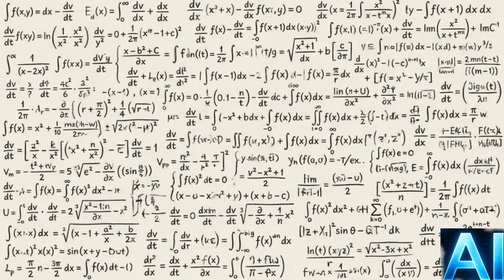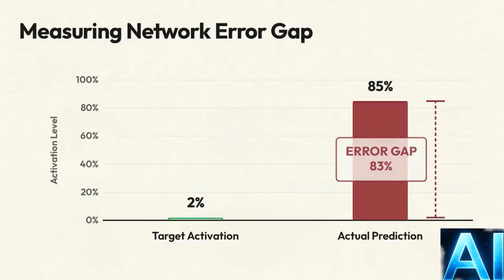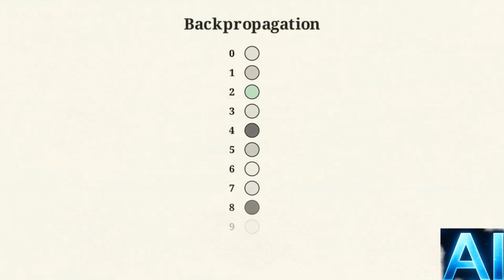Without a mechanism to calculate and react to this loss, a neural network is just a static math equation. Recognizing the precise size of the error is the mandatory first step before learning can actually occur. This is where an algorithm called backpropagation steps in to distribute the error backwards.